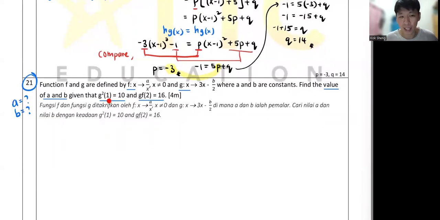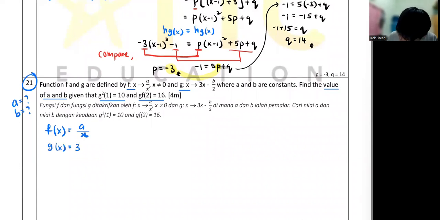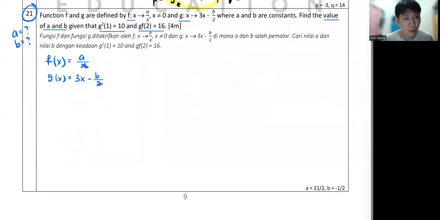We have the object and image. Just do the same thing. Before that, I copy down the function f and g first. A over x, and then gx is 3x minus b over 2. Everything here copied correctly. Okay, so now we can continue.